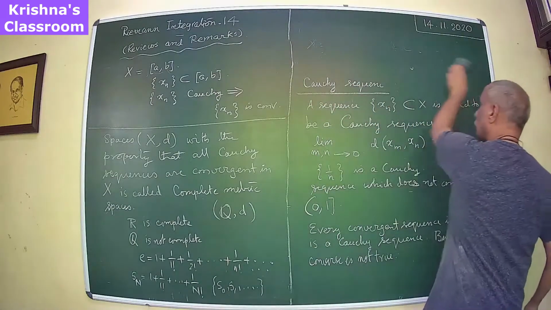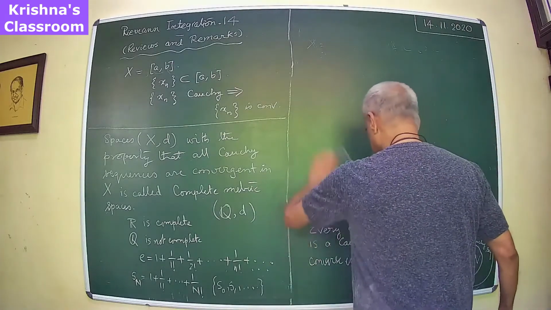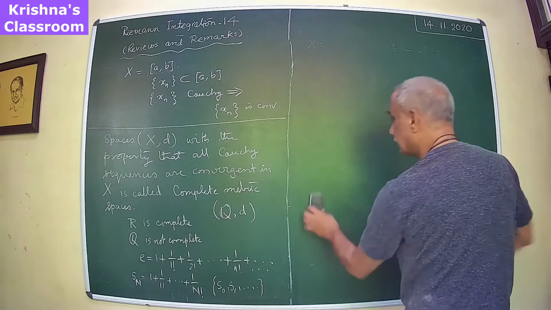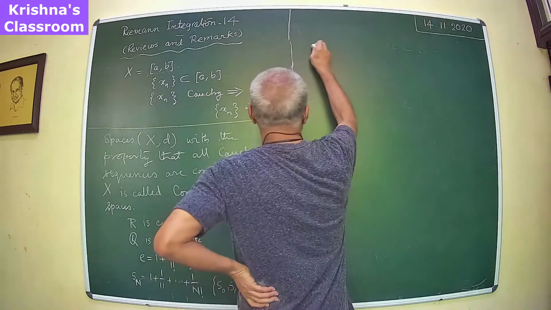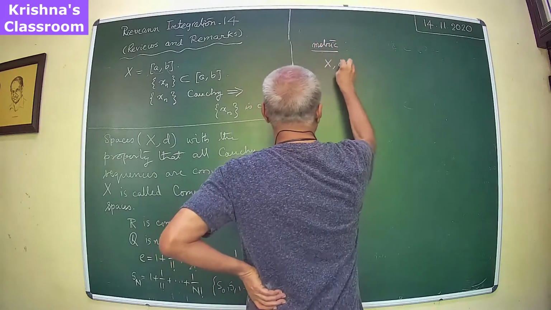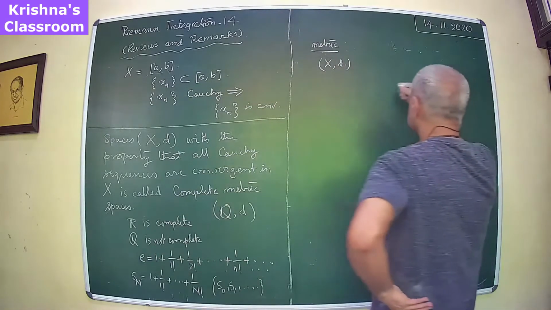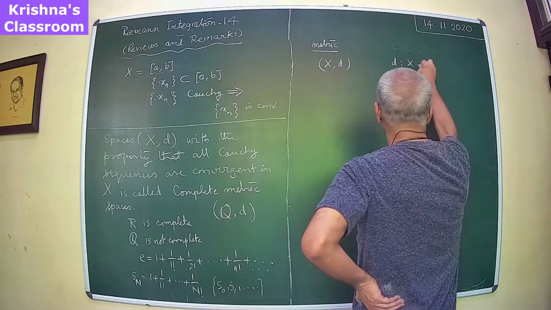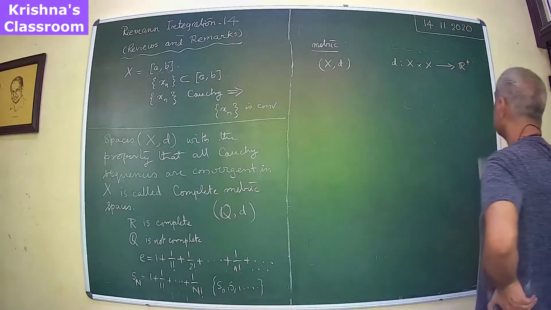So what is the problem that you have? Quite often you deal with function spaces. It's a generalization of these kinds of ideas. Let me say something about what this metric is. You look at X, where X is the basic space and d is the metric. What is a metric? d is a map from X cross X to R plus union 0.